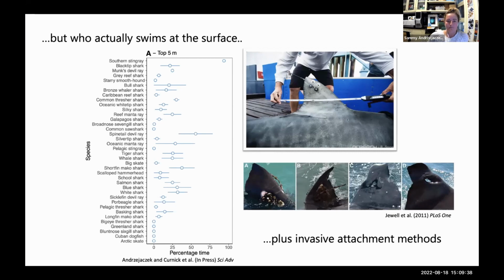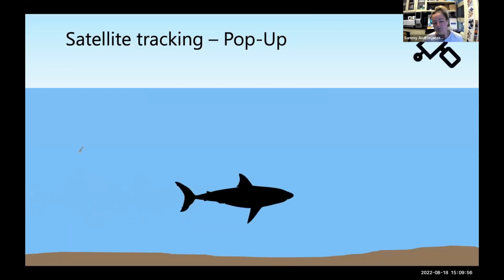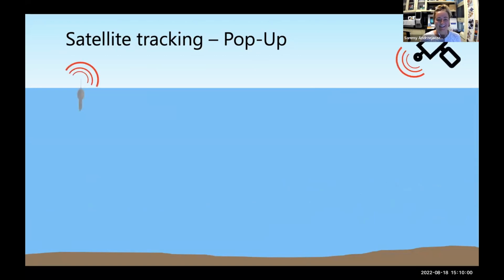So another kind of satellite tracking we call is pop-up satellite tracking. How this works is we have a tag on an animal. While it's attached to the animal, it has sensors that record light, depth, temperature, and have a really accurate clock on them. And then after a predetermined period, the tag will pop off the individual and transmit the information back via satellite. These are typically attached for around 3 months to a year or so.